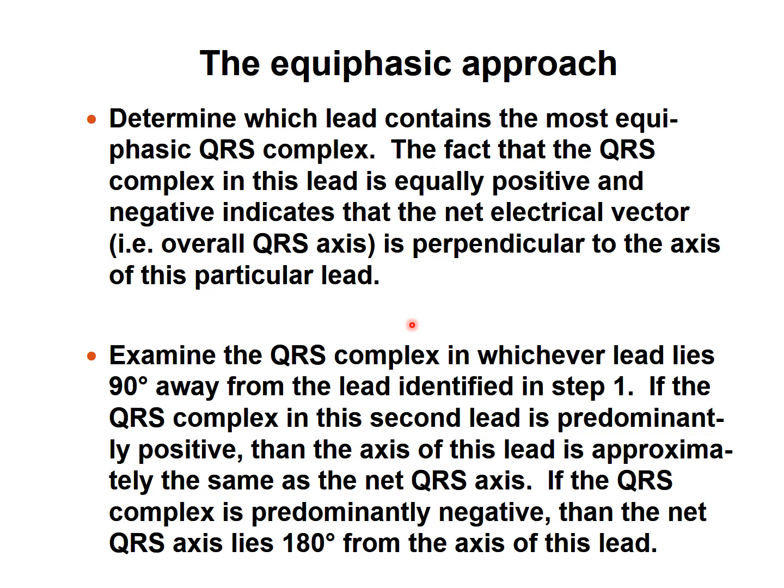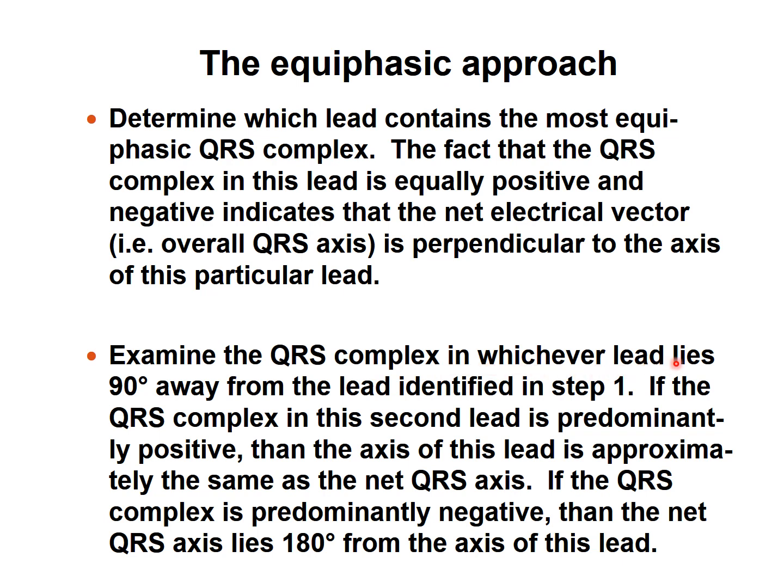What does it mean, and how can we use this? When we determine which lead contains the most equiphasic QRS complex, the fact that the QRS complex in this lead is equally positive and negative indicates that the net electric vector, or the overall QRS axis, is exactly perpendicular to the axis of this particular lead.